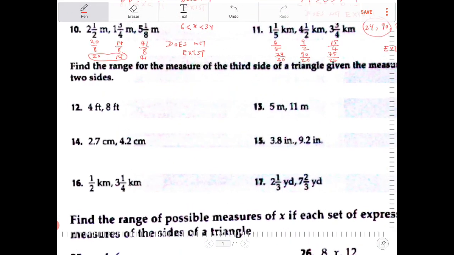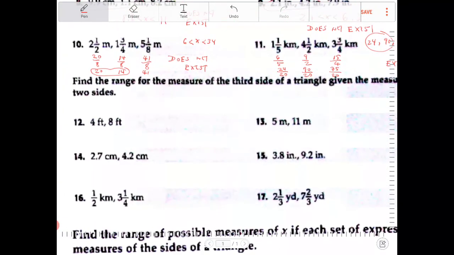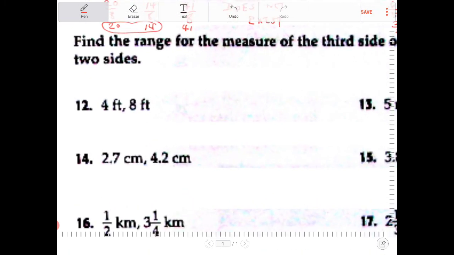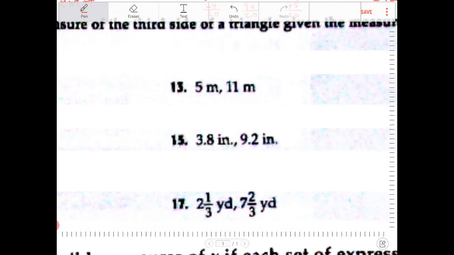Okay, find a range of the measure of the third side. So this is really, really similar here. So we're looking for the range of possible values for that third side. So it's the same kind of idea. I'm going to add 8 and 4 together to get 12. I'm going to subtract 8 and 4 to get 4. So that means our third side must be between 4 and 12. It cannot equal 4 and it cannot equal 12. It must be within that boundary.